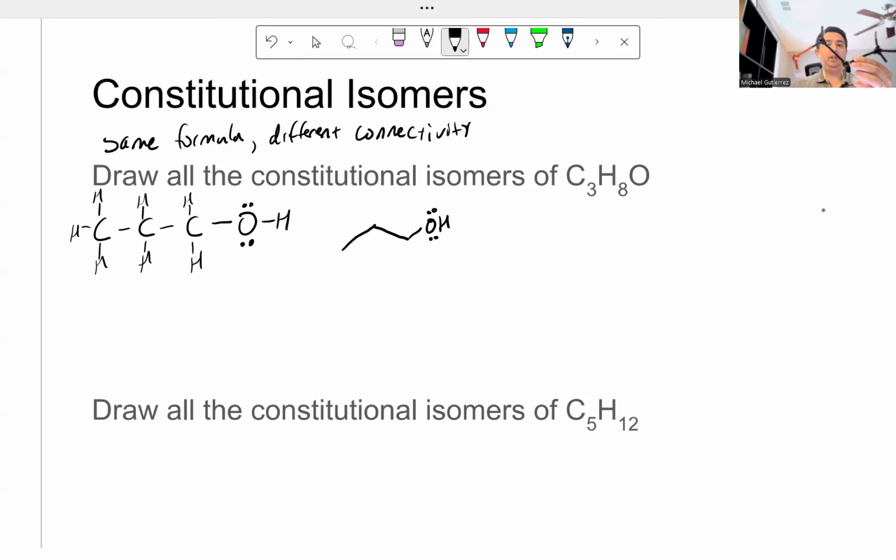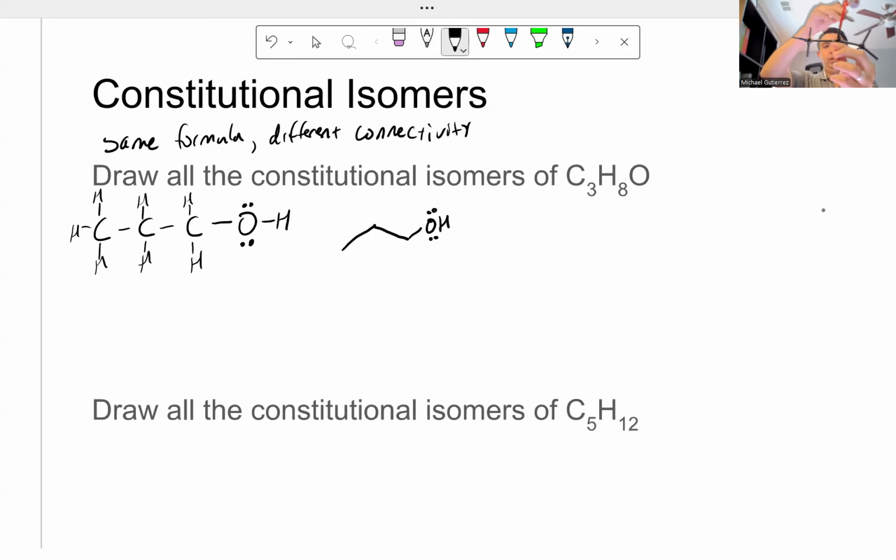Now, how do I get to another one? Well, what I'm going to do is mess with the connectivity. Let's say I take the OH off of the end here, and instead of having it on the carbon here, I'm going to put it here in the middle. So now that oxygen is no longer on this carbon on the end. It's now attached to the one in the middle. You can turn it there and see it sticking out right at you. And so how do I draw that as a constitutional isomer?